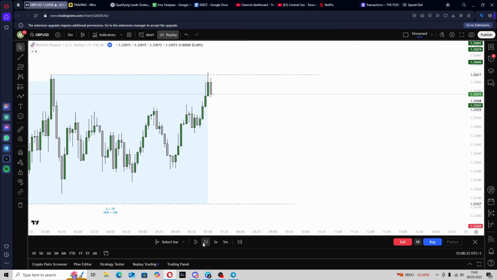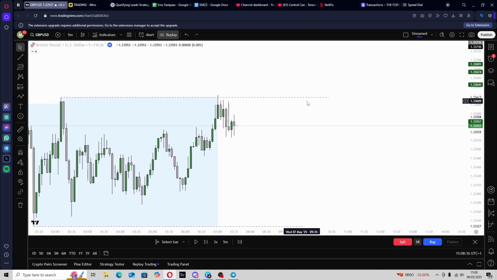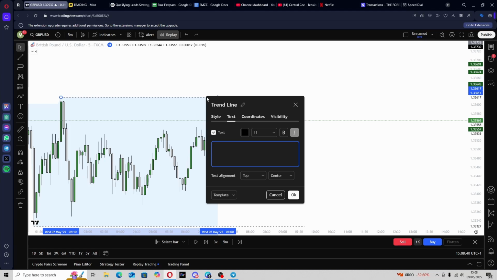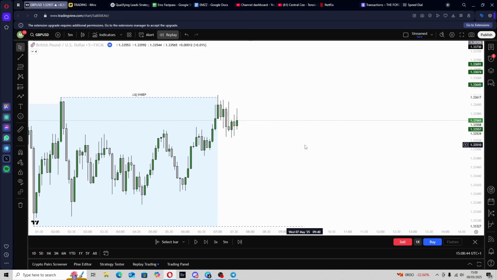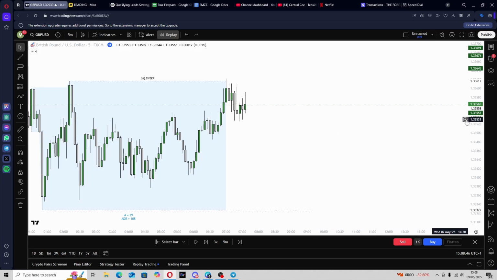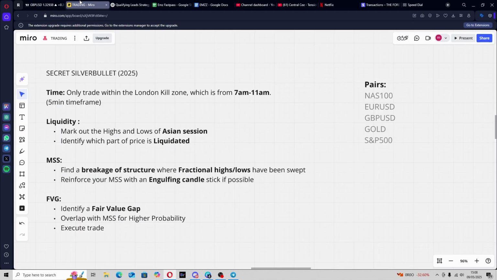As you can see, I played price forward and it's already completely swept the highs, and that's exactly what we needed to see. Now if I just move this over, this is going to be our liquidity sweep, right? We just got the highs completely swept by price right there, and now we know to trade the reversal. That's all we need to do.